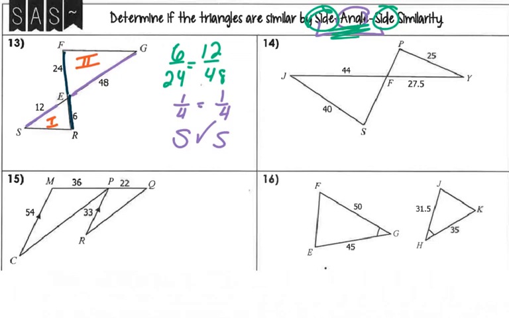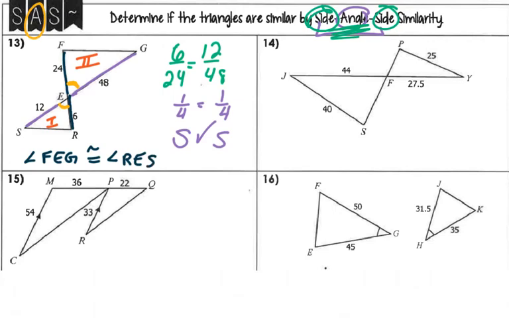Now, in order to use side angle side, we also need the included angle. So the included angle between these two sides is this angle around point E on this side. These are vertical angles. And since they are vertical angles, we can say they are congruent. So angle FEG is congruent to angle RES.